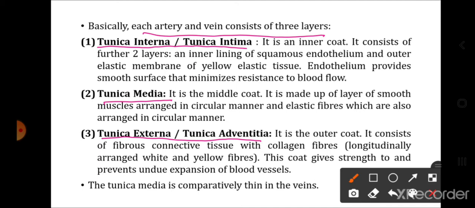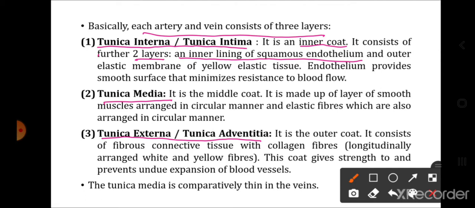Let us study them. First is Tunica Interna or Intima. It is the inner coat of the blood vessels. It is further divided into two layers. In that, the inner lining is of squamous endothelium. What is squamous endothelium? Basically, endothelium is the epithelium covering the blood vessels. So it is nothing but the epithelium of the blood vessels.